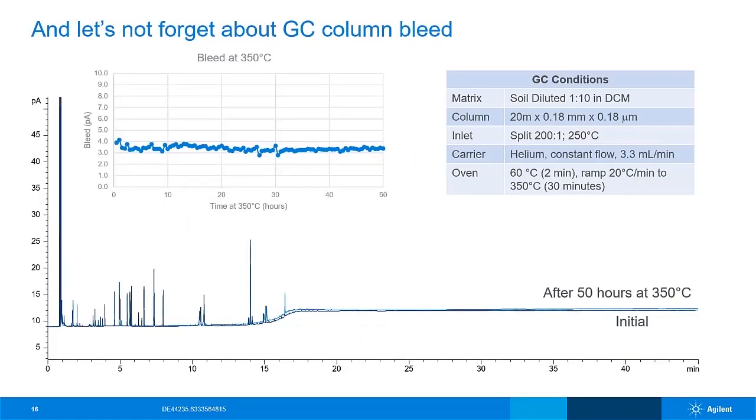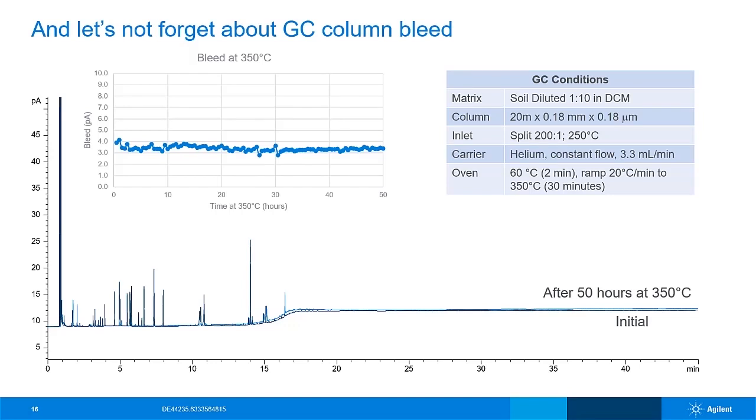I think we discussed plenty about inertness and the importance and the benefits of keeping that inertness as a measure of column performance over long periods of time. However, let's not forget about GC column bleed. This is as important. The lower bleed profile will allow you to analyze trace level analysis, especially for the heavier compounds, the high molecular weight.